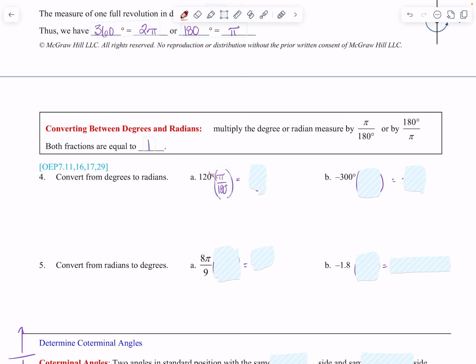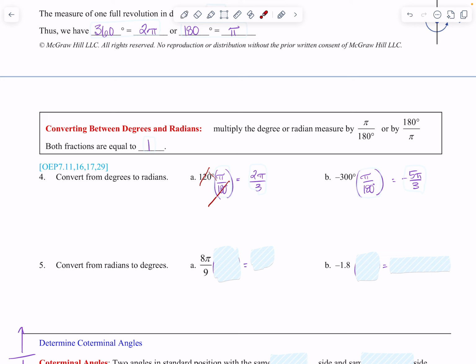So let's go ahead then. I have 120 times pi divided by 180. So I can reduce the two numbers here, and when I reduce, I get 2/3 times pi, or 2 pi divided by 3. Doing the same thing over on part B, when I have negative 300, we want degrees to go away, so we will multiply by pi over 180 degrees. Reduce the 300 and the 180, and you'll get 5 pi over 3, but don't forget there is a negative in front of that.